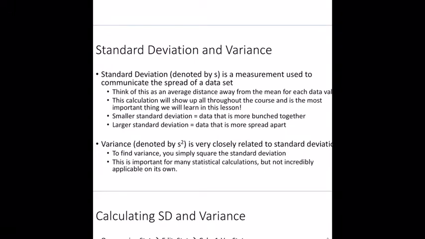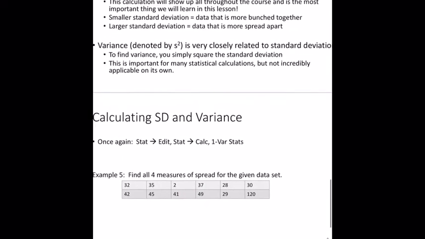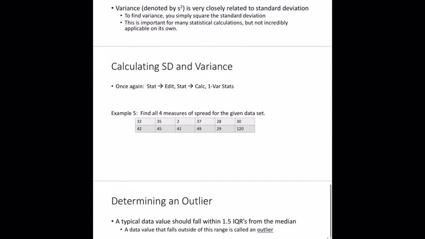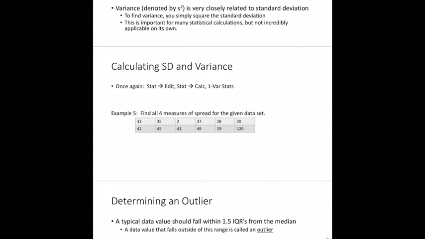Variance is just standard deviation squared. I don't have a really good explanation for it. It's just standard deviation squared. Okay, so what we're going to do here for this problem is we are going to find all 4 measures of spread, and we're going to do exactly what we did to find that 5-number summary. Okay, and we'll see everything that we need to see on that screen.